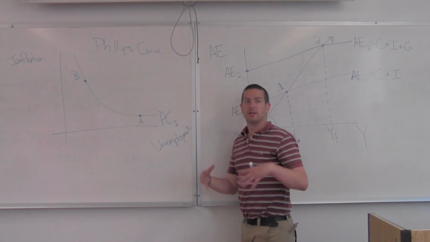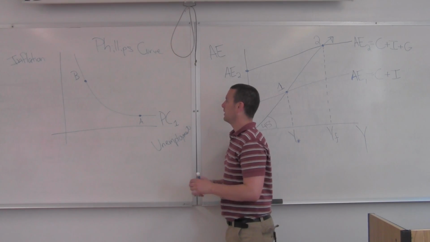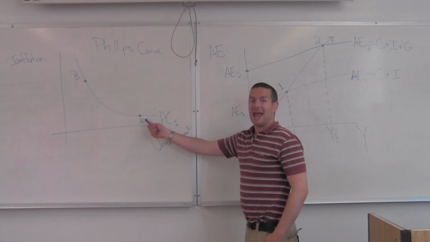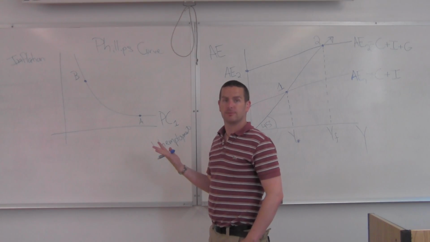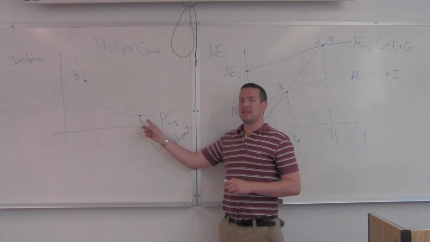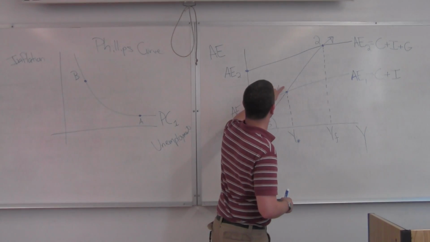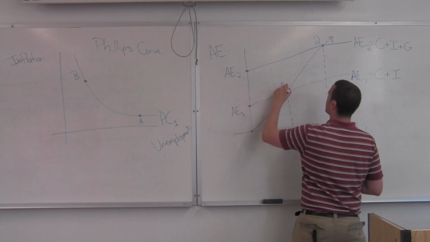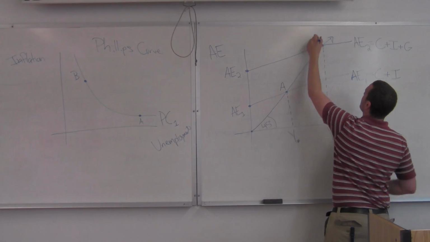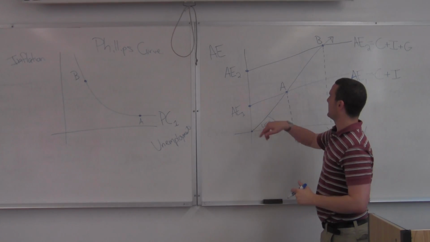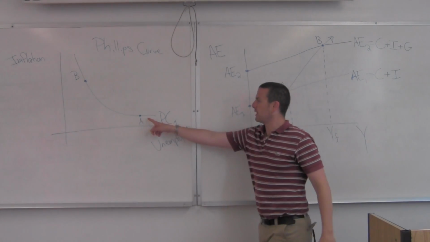Now remember, the neoclassicals said that the aggregate supply curve is vertical. Let's say that we're at point A. Oh, and I labeled the curve as PC1, that's Phillips curve 1. So let's say we're at point A, which corresponds, I guess I can make this point A. I just transitioned 1 and 2 to A and B, so the points correspond.